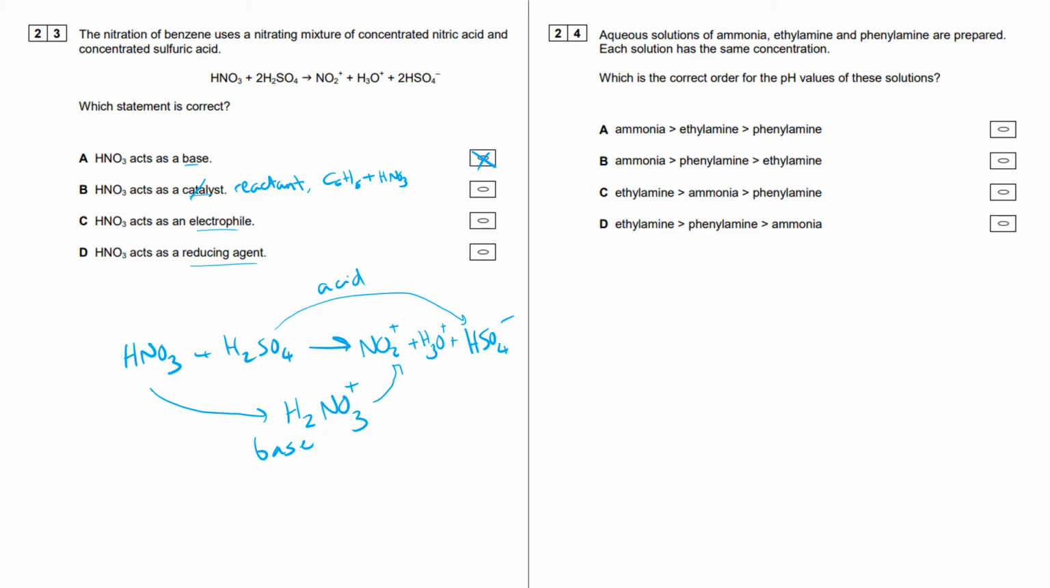The HNO3 itself is not an electrophile, it's the ion that's formed by the nitric acid that's the electrophile. So that statement's incorrect, and it's not acting as a reducing agent. Nothing changes in its oxidation state, there is no redox in this overall reaction. So again, A is correct here. The nitric acid, even though it's an acid, is acting as a base because the sulfuric acid is a stronger acid than nitric acid.